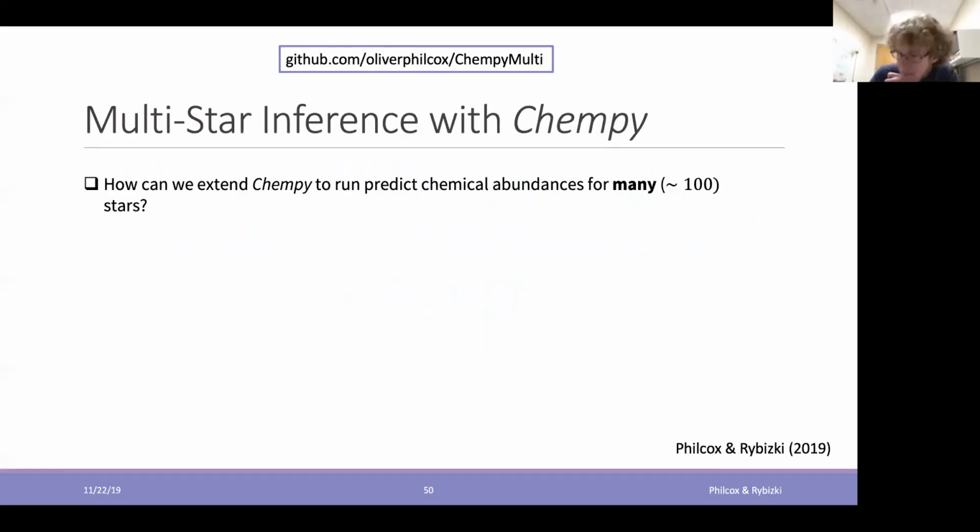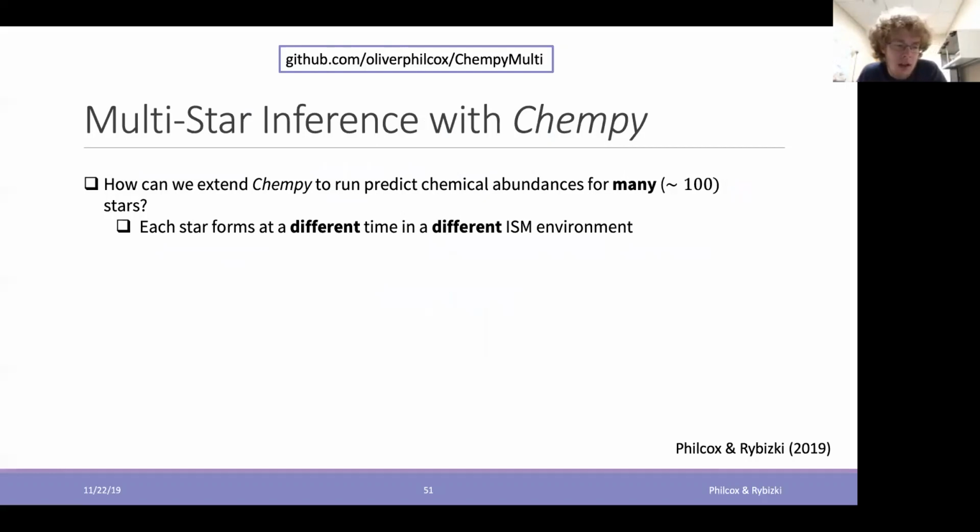The reason for that is that each star is different. And first of all, each star forms at a different time. So the function of Chempy, as we've been banging on about, is to give you the ISM abundances at the time of the star's birth. Now that's difficult when we have 100 stars, each of which forms at a different time. To make things even more fun, each of them forms in a different location in the ISM. It simply isn't true to say that the evolutionary environments are the same for every star.